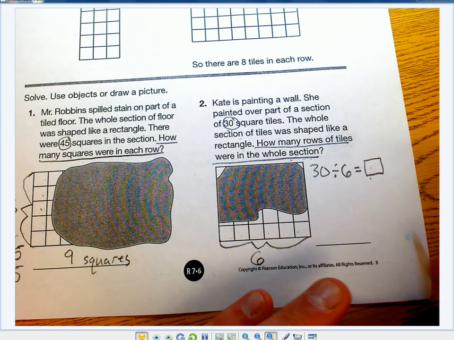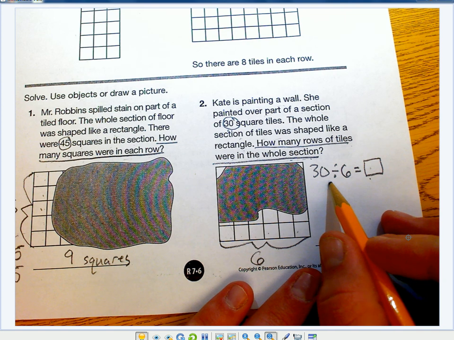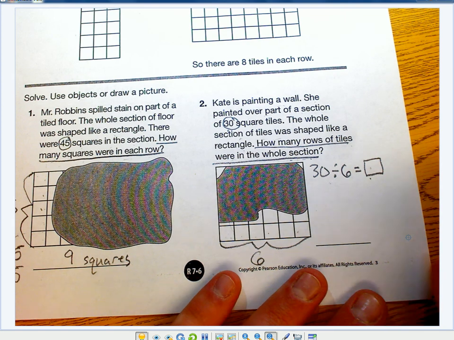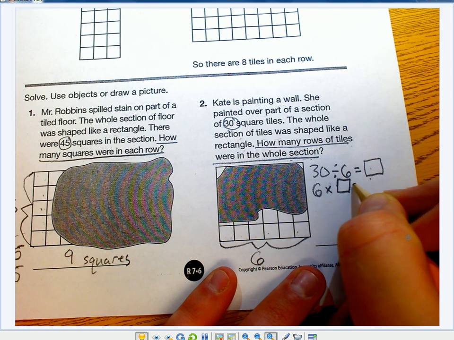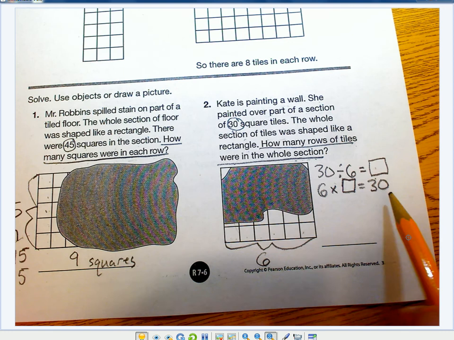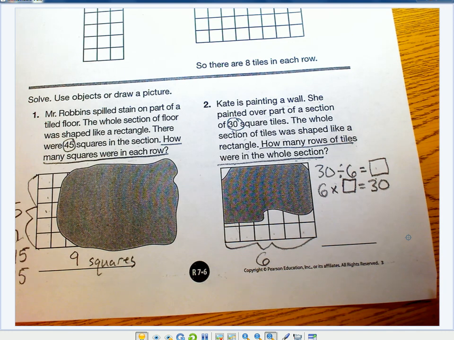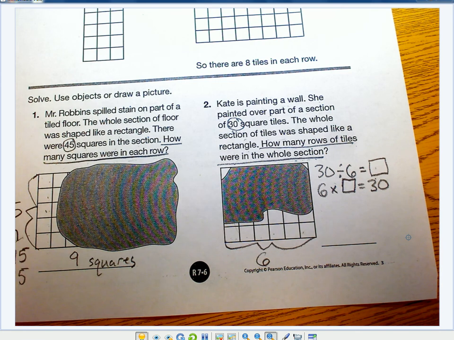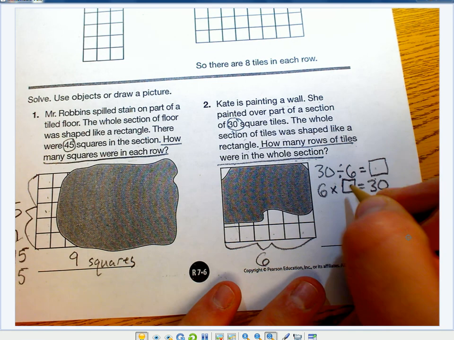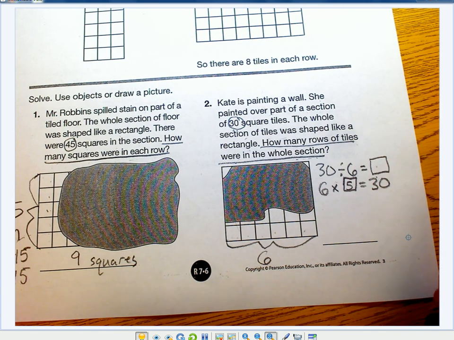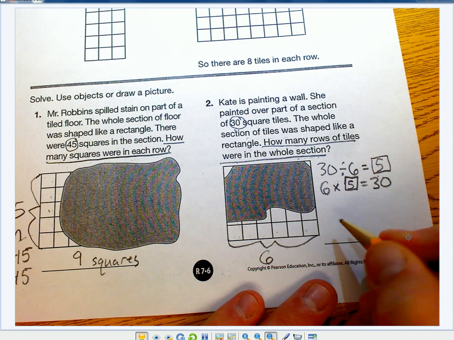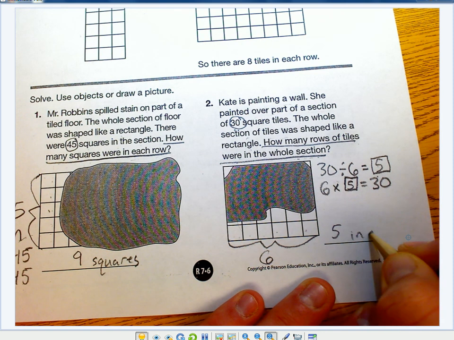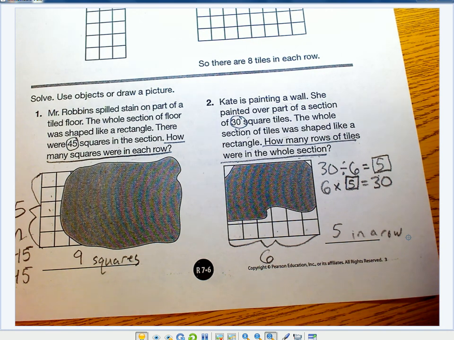Now I'm going to go ahead and use my fact families again. I don't know 30 divided by 6 off the top of my head, but I can shuffle these around. 6 times box equals 30. Now that's a pretty easy fact. I know this one off the top of my head. 6 times 5 equals 30. Double check. I'm going to skip count by 5s. 5, 10, 15, 20, 25, 30. That is 6 times 5 does equal 30. So 30 divided by 6 definitely equals 5. So my answer is 5 in a row, using the known to figure out the unknown.